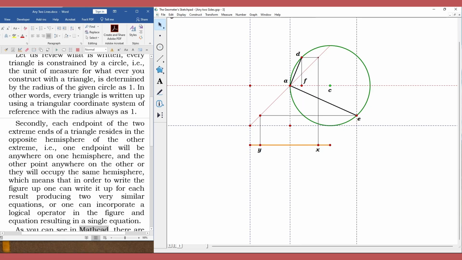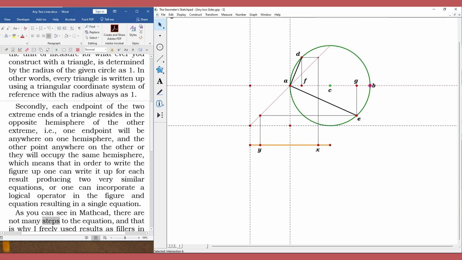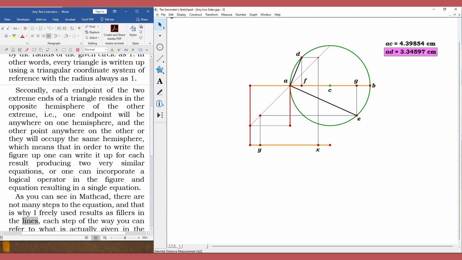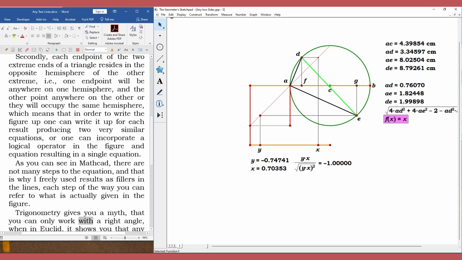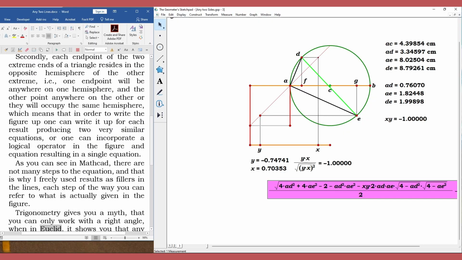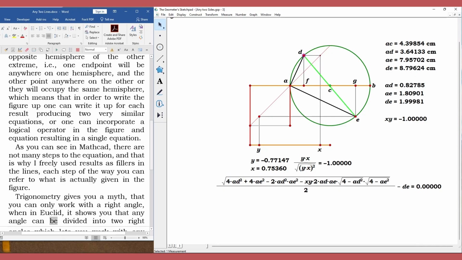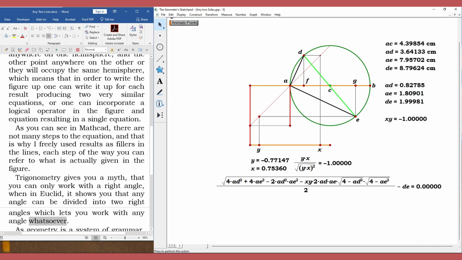As you can see in MathCAD, there are not many steps to the equation, and that is why I freely used results as fillers in the lines. Each step of the way you can refer to what is actually given in the figure. Trigonometry gives you a myth that you can only work with the right angle, when in Euclid, it shows you that any angle can be divided into two right angles, which lets you work with any angle whatsoever.